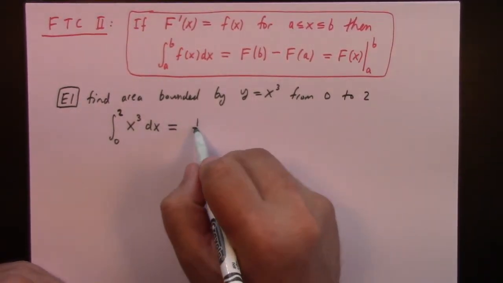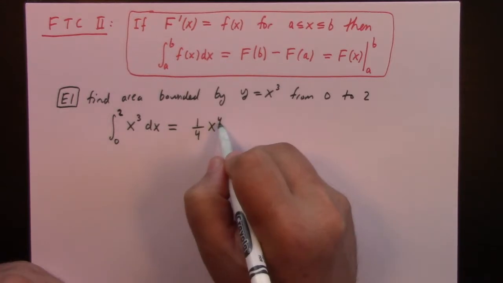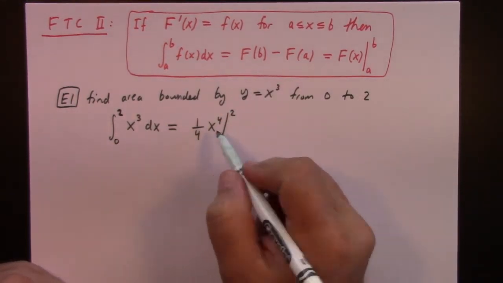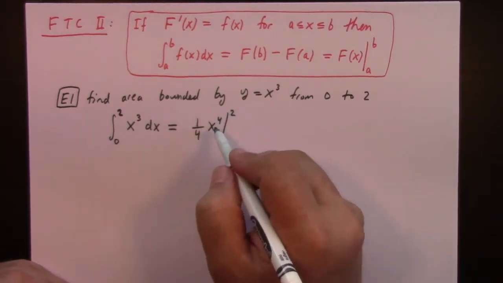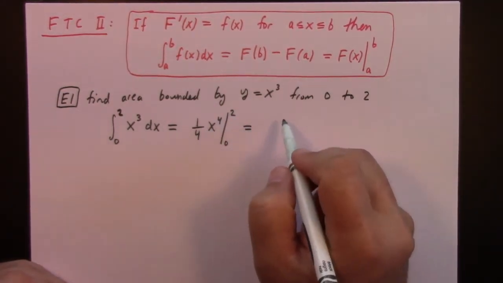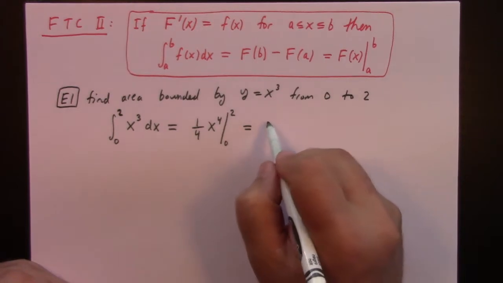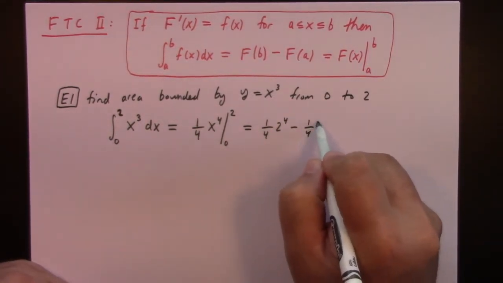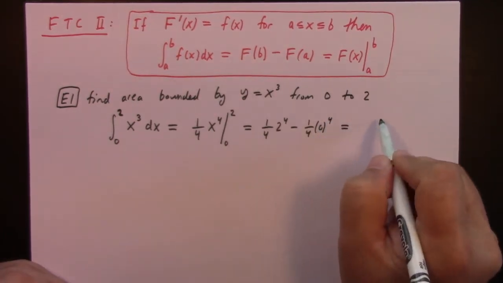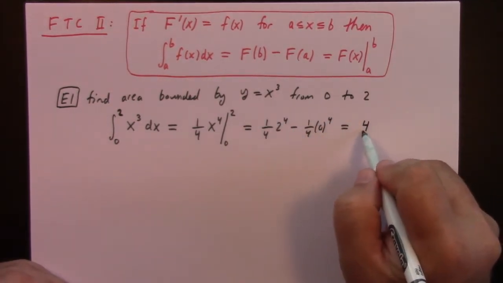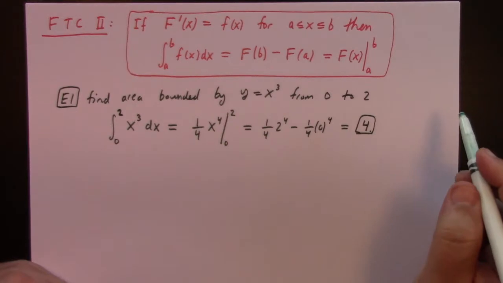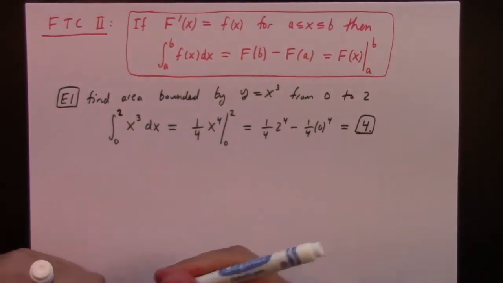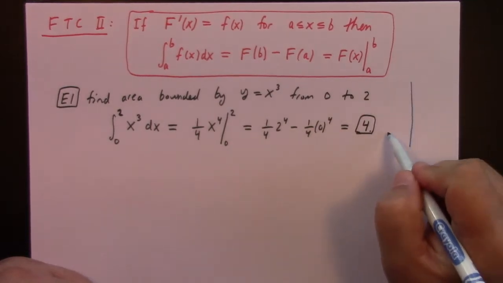So this is 1/4 x to the 4th. I have to evaluate that from 0 to 2. When I plug 0 into that, I get nothing. When I plug 2 into that, I get 2 to the 4th, also known as 16, and 16 over 4 is 4. So I get 1/4 of 2 to the 4th minus 1/4 of 0. Just to give you the steps, but the answer is 4. Which is not too shabby. Goodness gracious, it's really fantastic how simple that is, right?